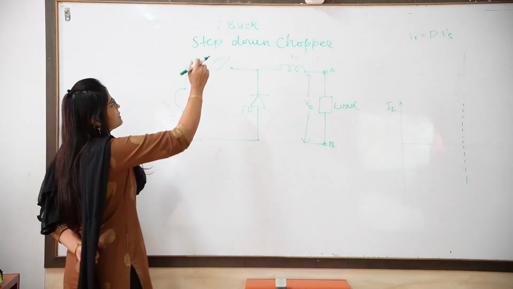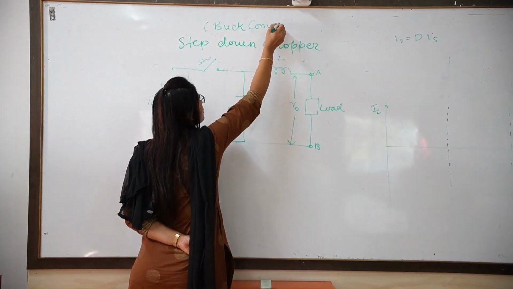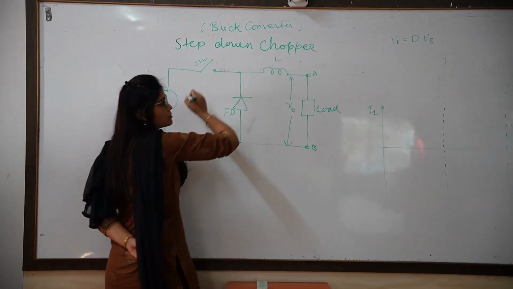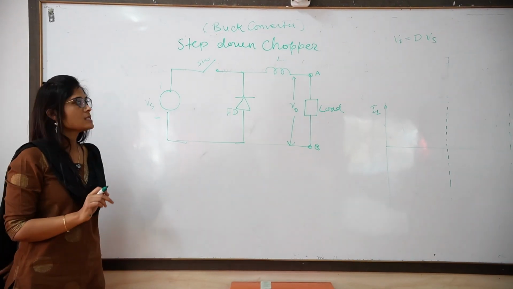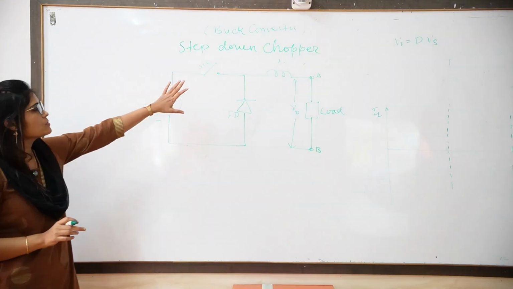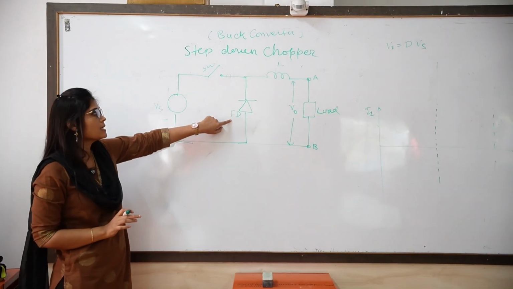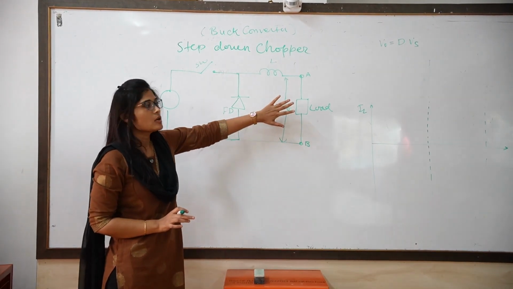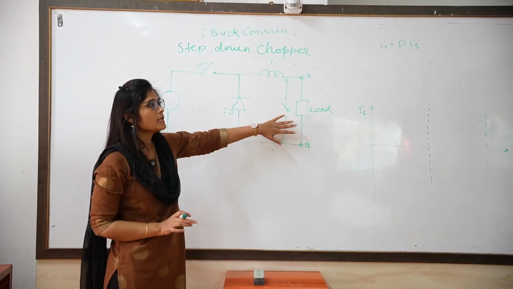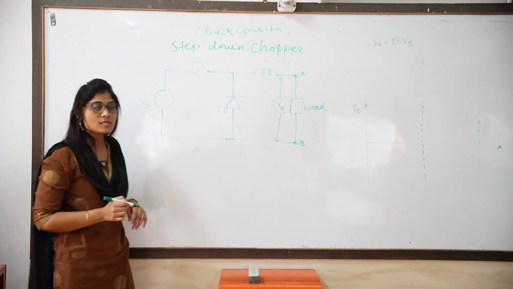So here the step down chopper is also called a buck converter, or you can also say buck DC to DC converter. In this case, if you can see, there is a switch which is connected, and then there is a freewheeling diode which is connected here. Then we have connected one inductor and the load. Across the load we are going to calculate the output voltage, which is called V0.